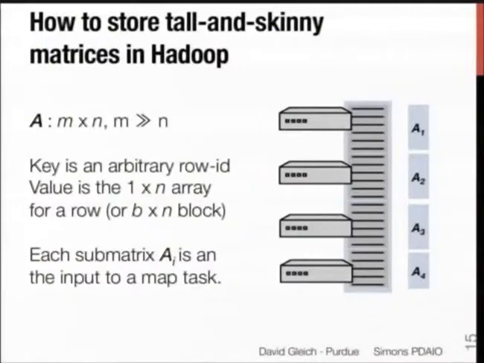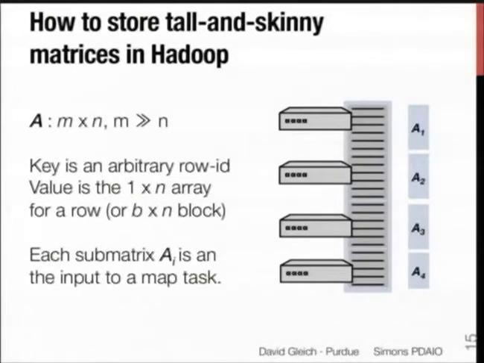So how do we store tall and skinny matrices in MapReduce? We're going to do the obvious thing here. We're going to take our tall and skinny matrix A and let Hadoop divide it up into blocks. So we're going to store a single row as each record. And I should say that these are all dense problems. There's no sparsity to take advantage of here. So we're basically going to store our matrix as a collection of records where every record is a row.